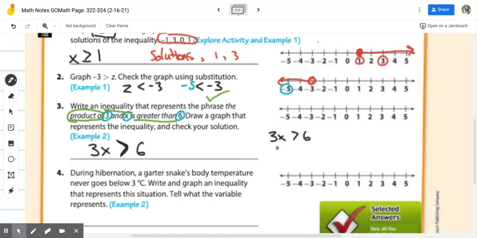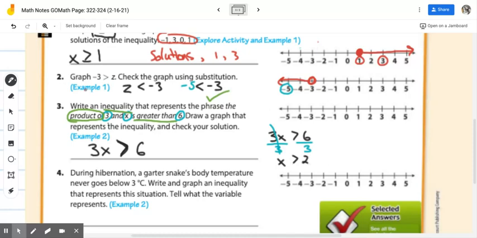We've got 3 times x. The inverse operation of multiplication is division. So to get this variable by itself, I'm going to divide both sides by 3. Now, 3 over 3 is the same as 1, and 1 times x is just x. So I can write this as x, since these 3's are eliminated, but I still need to do 6 divided by 3, which of course is 2.